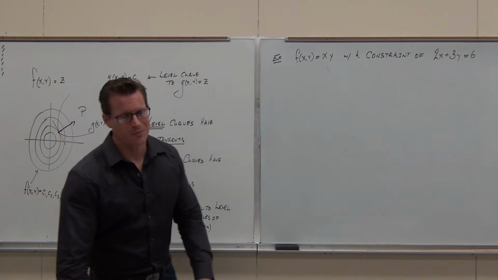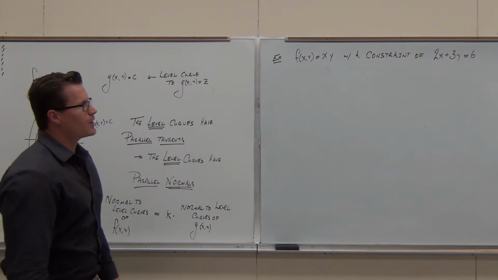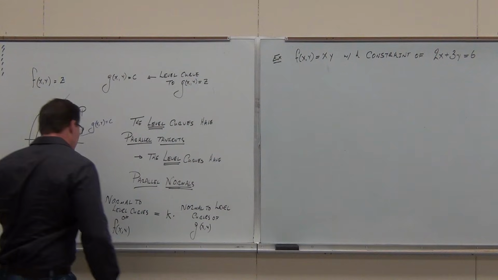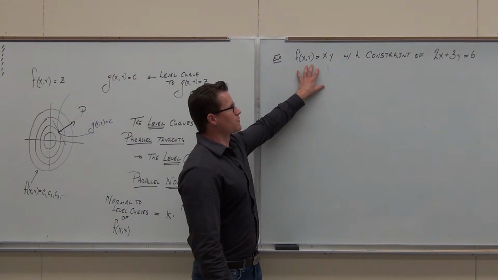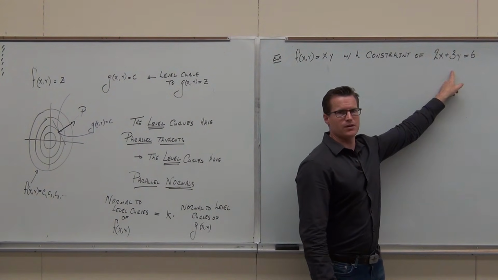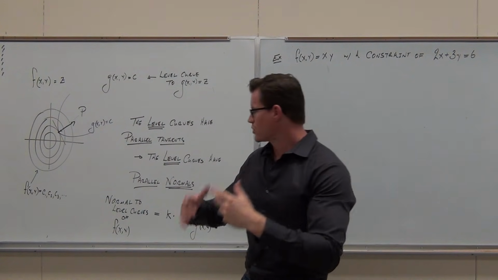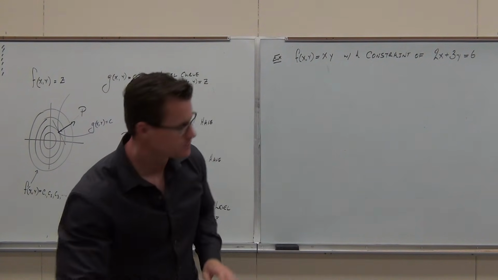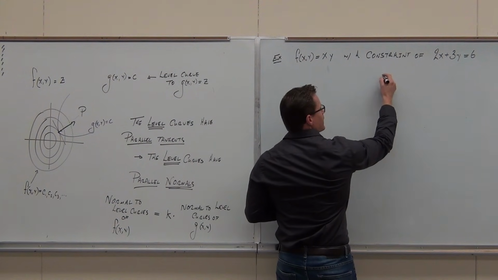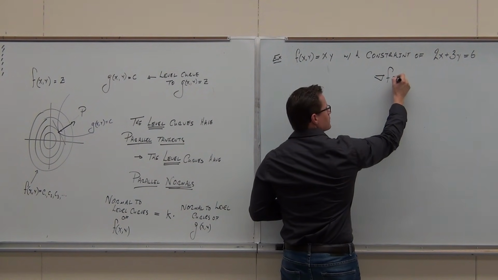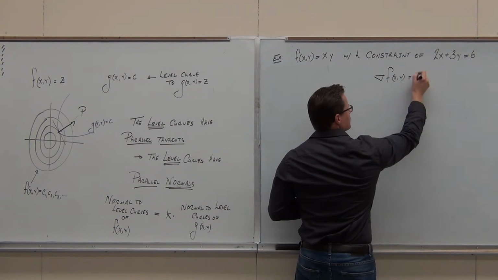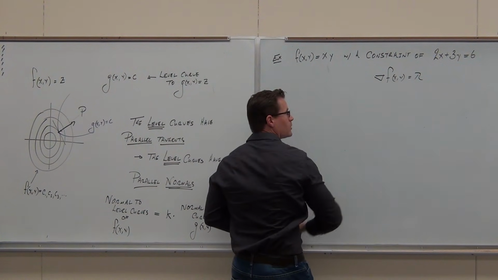Okay, so how we do it. Well, the first thing I want you to do is recognize that I'm giving you a surface here and a constraint here. Here's what I want you to do first. The whole goal is to find lambda. That's a horrible lambda.